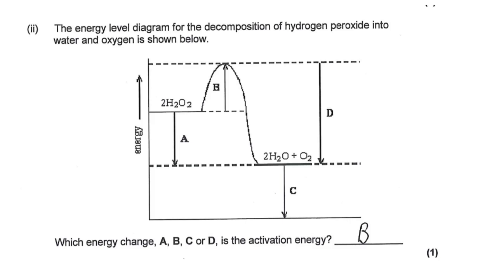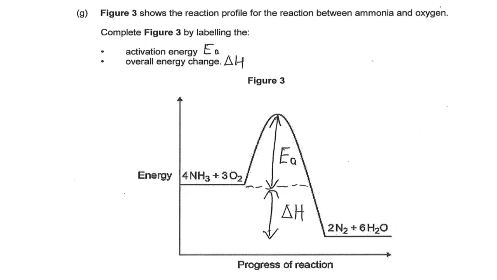Now here you have to practice drawing them, and they'll give you some scaffolding, or none. Here I just have to label B as the activation energy, only 1 mark. Here I had to draw and label the activation energy and the energy change, so that's 2 marks.